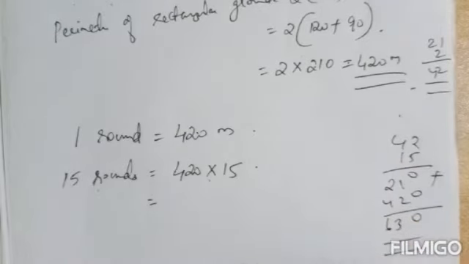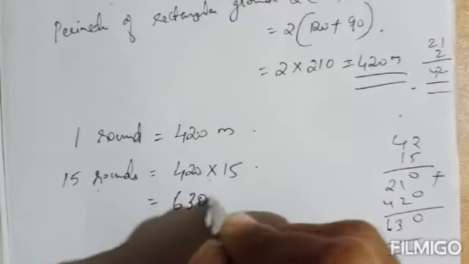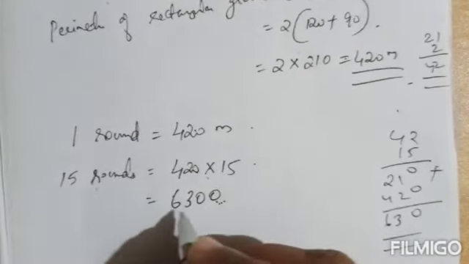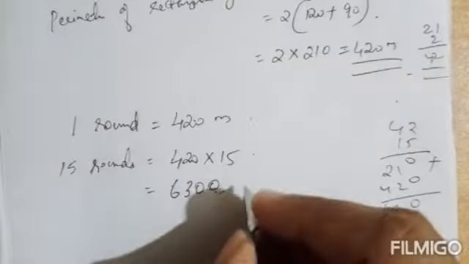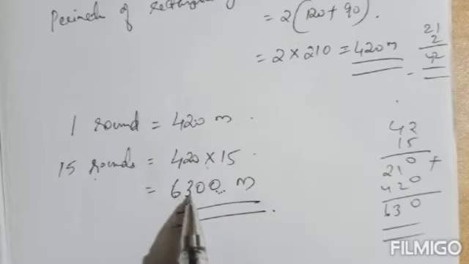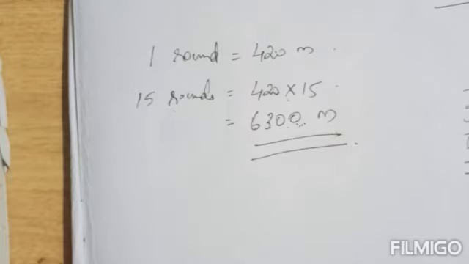You will get 6300. So you have to put 6300 meters they will run. If they make 15 complete rounds, then they will cover a distance of 6300 meters. Okay, the 13th question you can do as homework, it is the same type. Okay, 14th question and 15th question not needed.